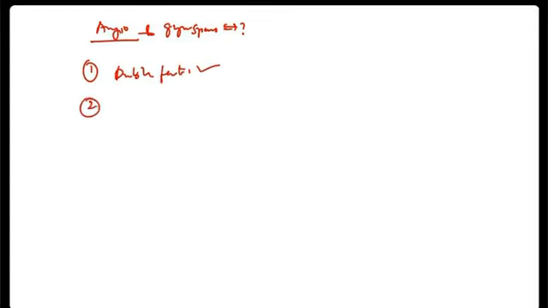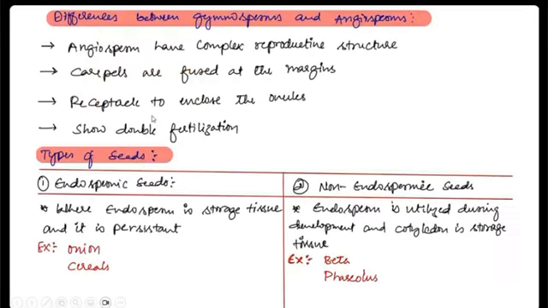What are the other differences? These angiosperms have a complex reproductive structure. So this is the other difference. And in case of angiosperms, you see the carpels are usually fused at the margins. When you see the floral structure, you get to know about it. Next, the receptacle, which will be below the ovary, will encircle this particular ovule. The ovules will be enclosed by the receptacle. So these are the major differences between gymnosperms and angiosperms.